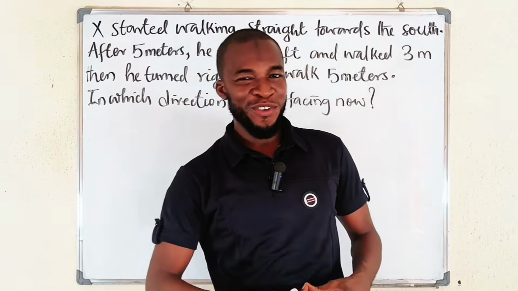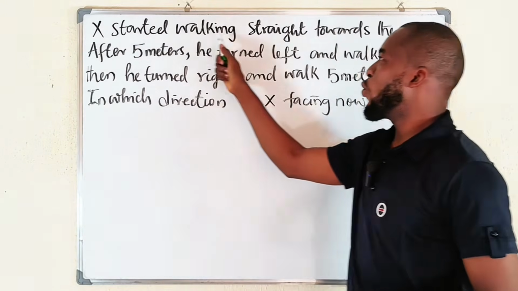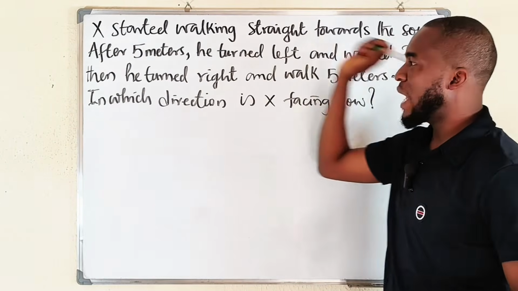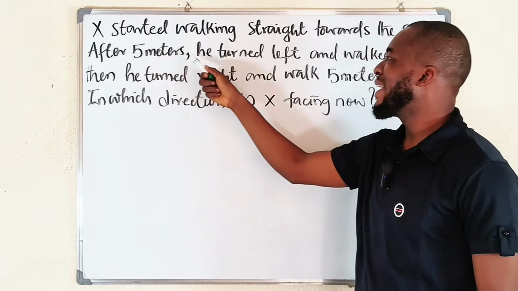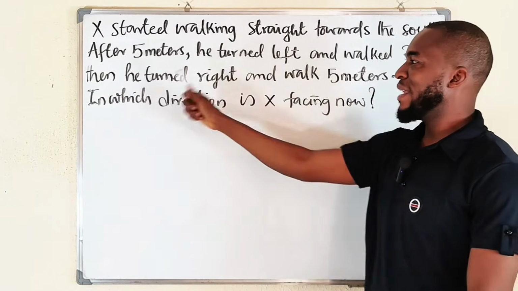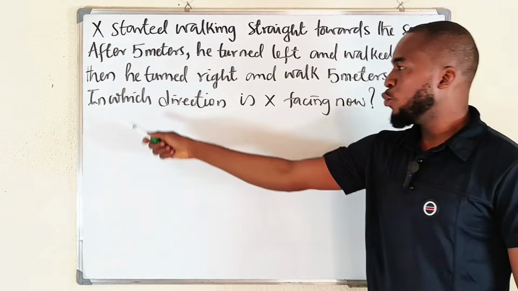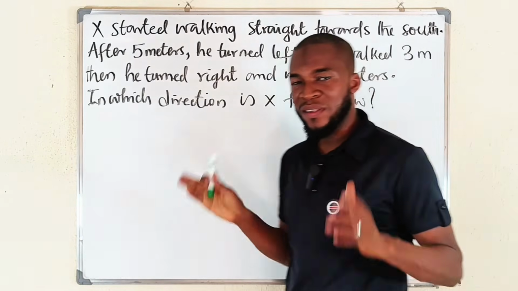Let us find a solution to this simple bearing question. X started walking straight towards the south. After 5 meters of walking, he turned left and walked for 3 meters. He then turned right and walked for 5 meters. In which direction is X facing now?